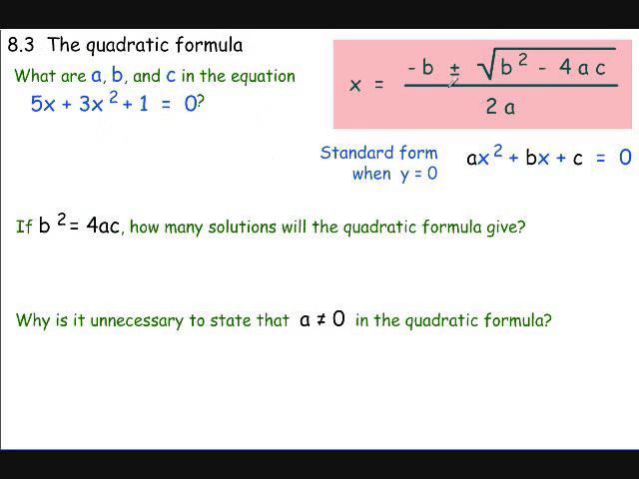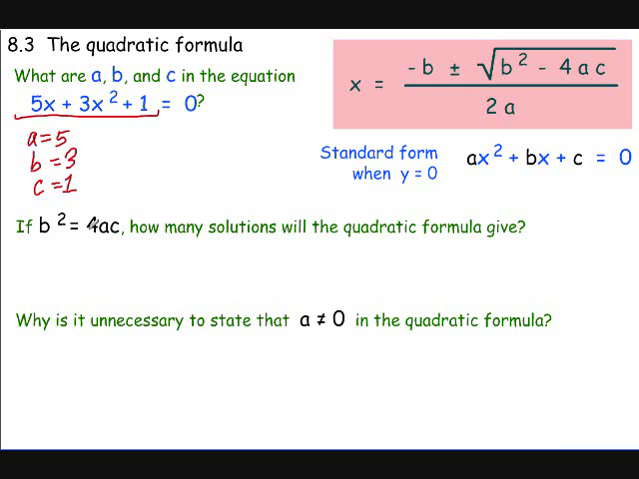One of the requirements for using this is you have to have your equation in standard form equal to 0. Only then can you go ahead and use the quadratic formula. In this case, your A is equal to 5, your B is equal to 3, C is equal to 1. So we would just go ahead and plug those numbers in if we wanted to solve this.